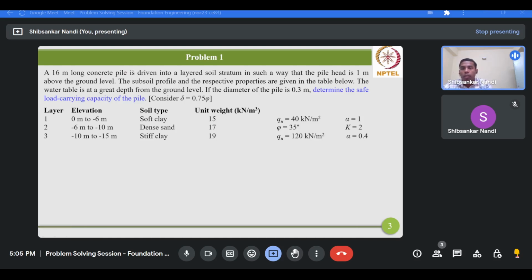Okay, so the first problem deals with a 16-meter long concrete pile which is driven into a layered soil stratum in such a way that the pile head is 1 meter above the ground level. The subsoil profile and the respective properties are given in the table below. The water table is at a great depth from the ground level. If the diameter of the pile is 0.3 meter, determine the safe load carrying capacity of the pile. Consider the angle of wall friction as 0.75 times the angle of internal friction of the soil.